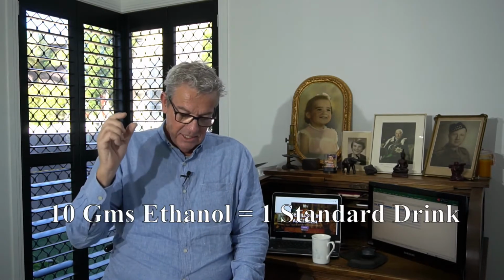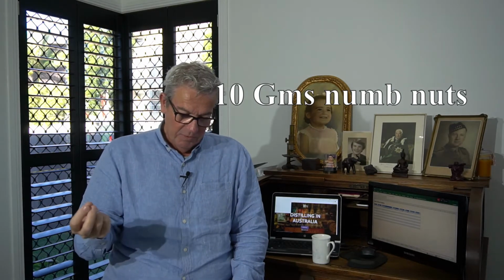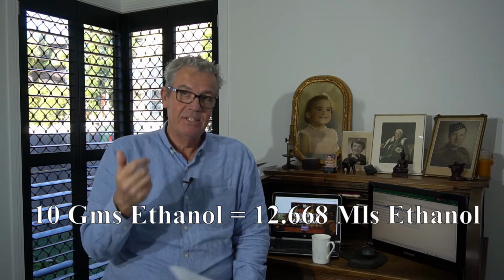I just want to explain my philosophy: I'm going to be selling all my products at 40% ABV. No matter what I produce, it's all going to be at 40% ABV. The reason for that is quite deliberate. In Australia, one standard drink is 10 grams of ethanol. So for every 10 grams of ethanol you consume, you're consuming one standard drink. Now, as it happens, 10 grams of ethanol is equivalent to 12.668 milliliters of ethanol. So it's not one-to-one, and I'll explain that a bit later.